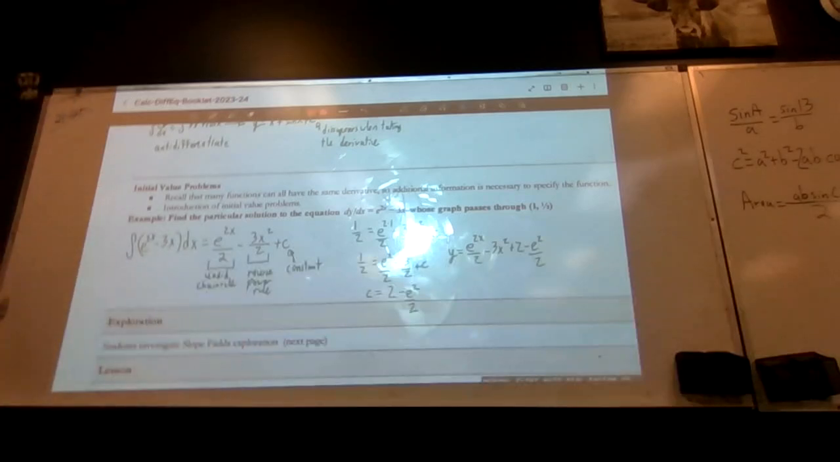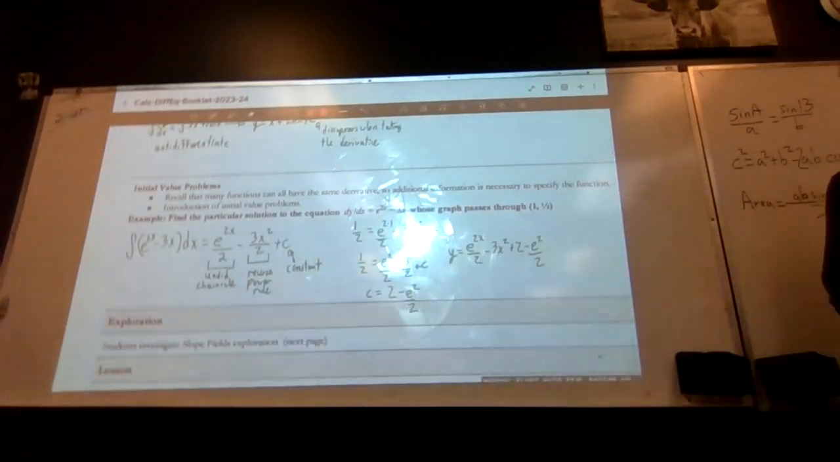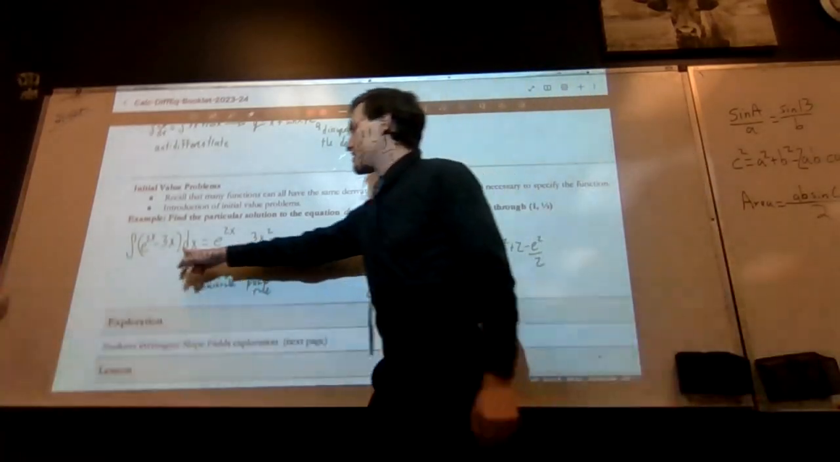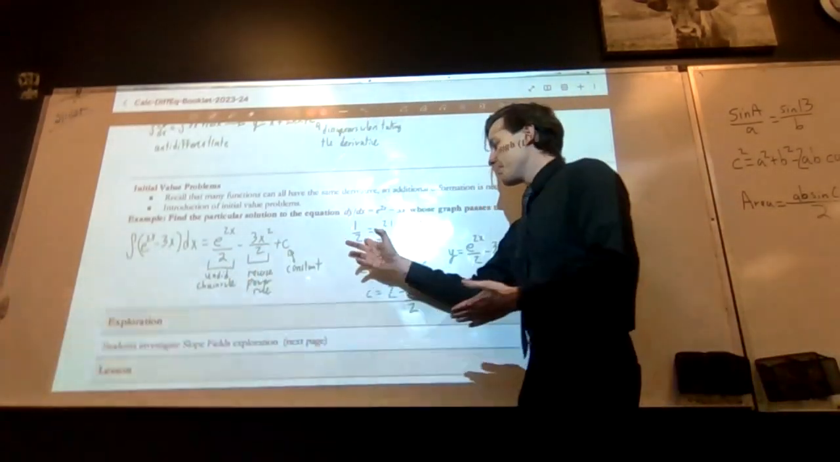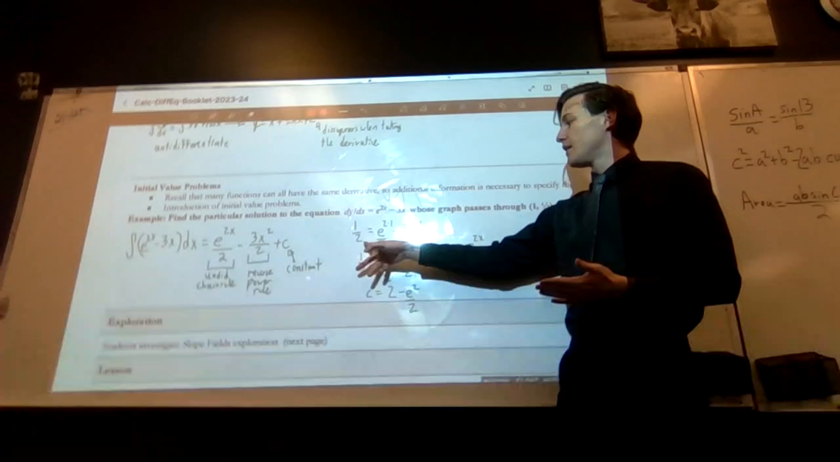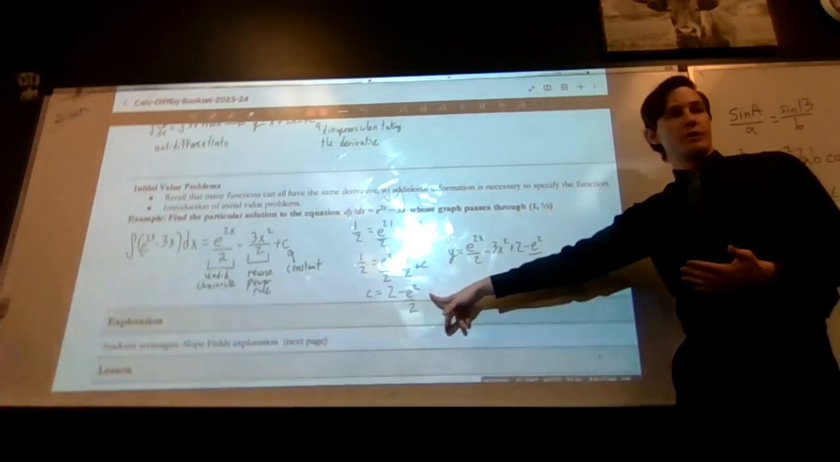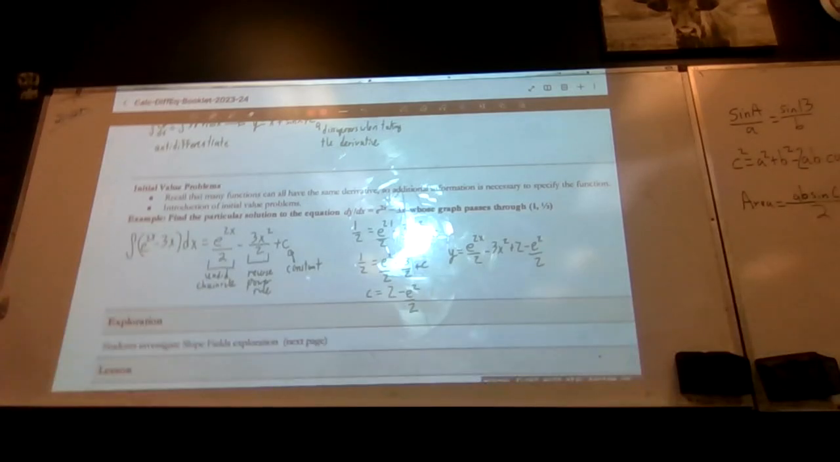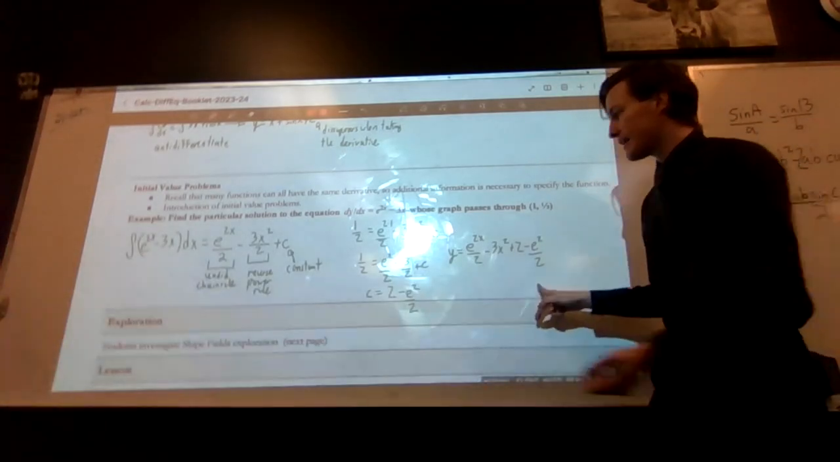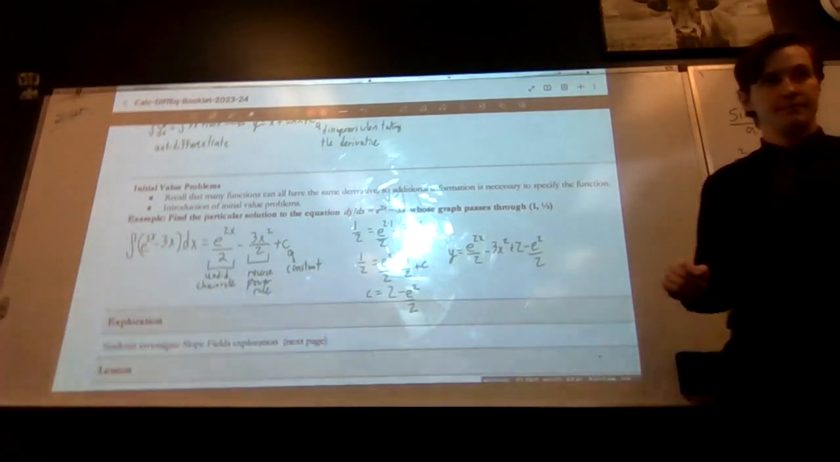To calculate c, all we need to do is input 1 and 1/2. Since we know that this is dy over dx, this right here is y. So input 1/2 for y, input 1 for x, and then solve for c. Once you have calculated c, you can just go ahead and input it back with this original function here, and you will get your answer.